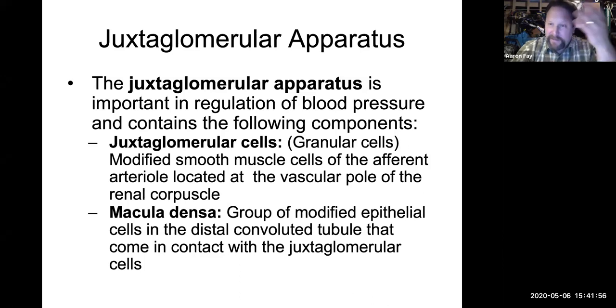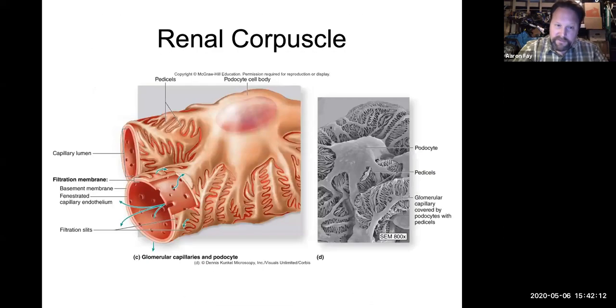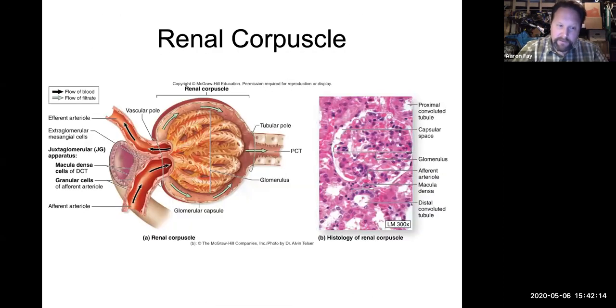Juxtaglomerular apparatus, I already talked about this, but we do have some slides to go over, so we'll go through the words. Remember, the juxtaglomerular apparatus is made of those juxtaglomerular cells, also known as granular cells, which are modified cells of the smooth muscle of the afferent arteriole. Just in case you've forgotten, granular cells, juxtaglomerular cells, modified smooth muscle cells of the afferent arteriole.